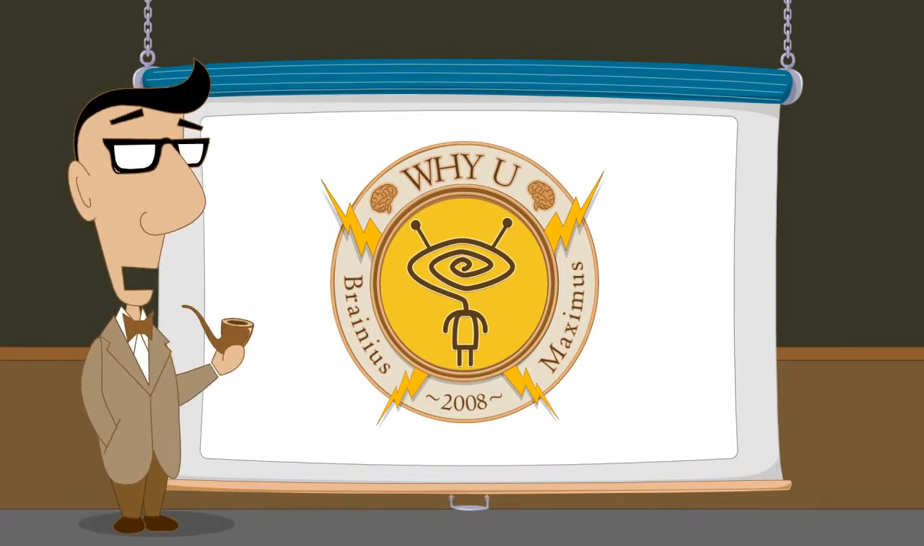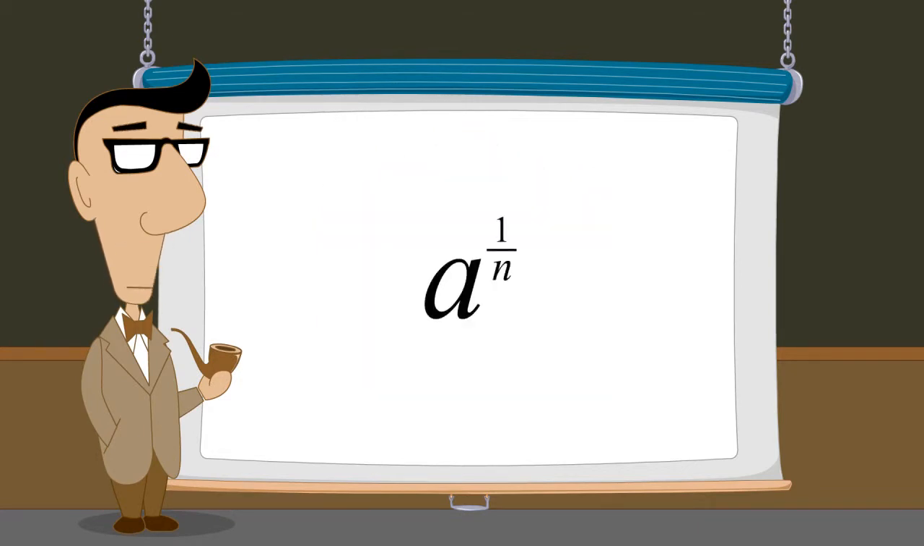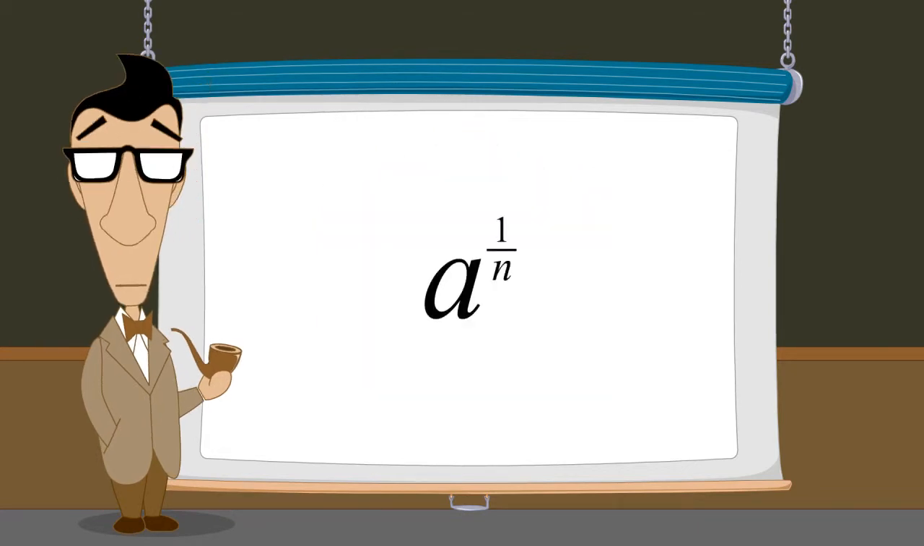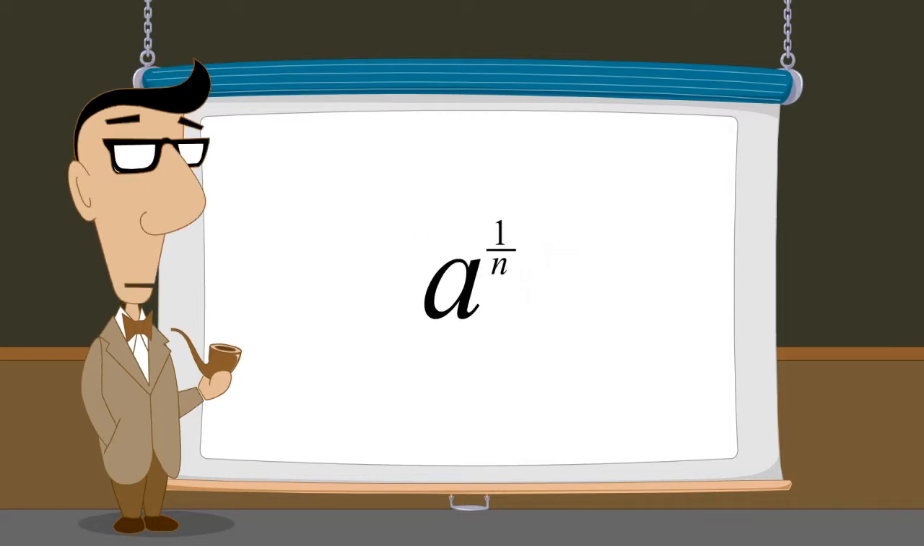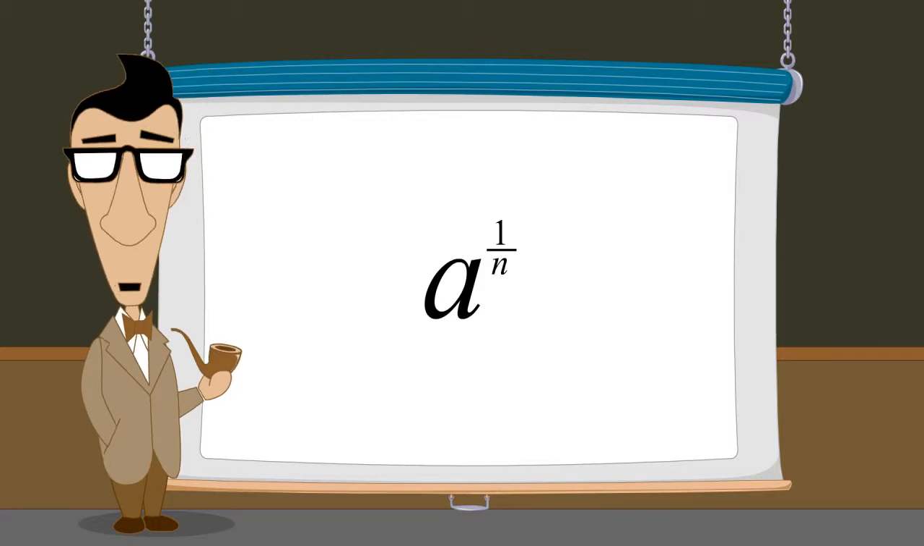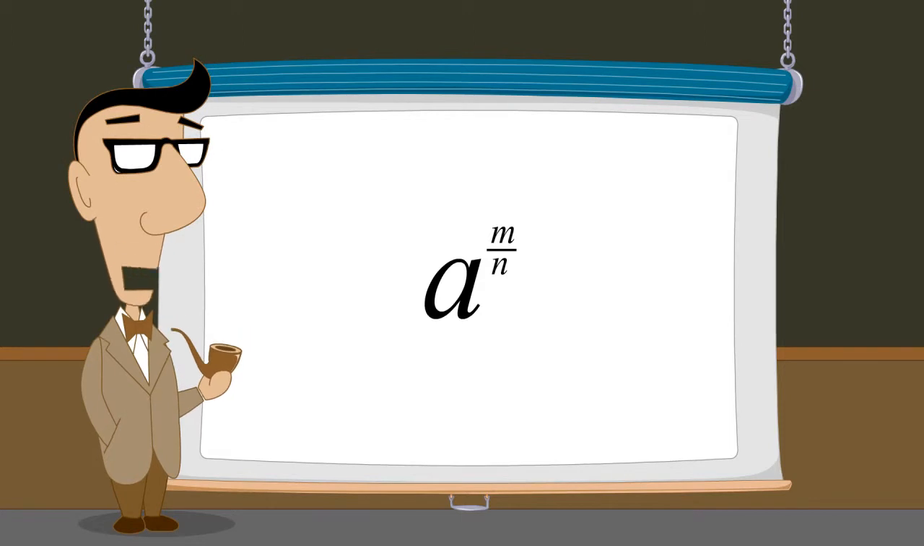In the previous lecture, we saw that any number with an exponent 1 over n represents the nth root of that number. In this lecture, we will show that exponents can also be fractions with numerators other than 1. In fact, an exponent can be any positive or negative rational number.